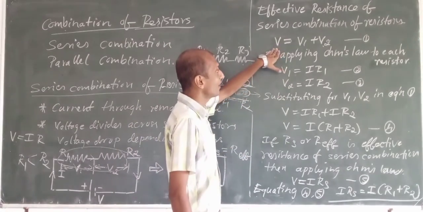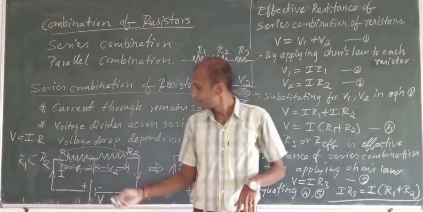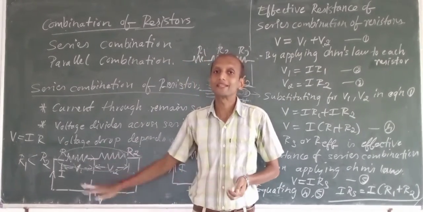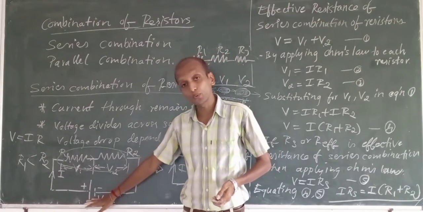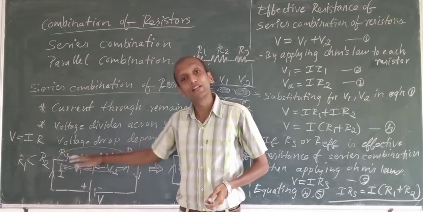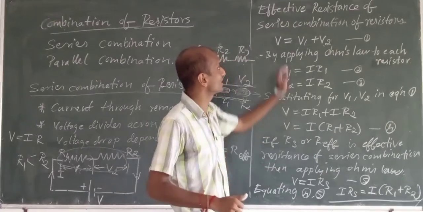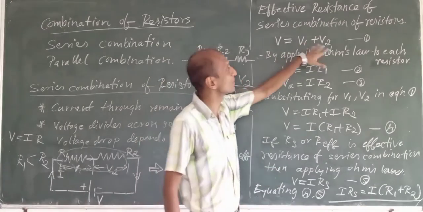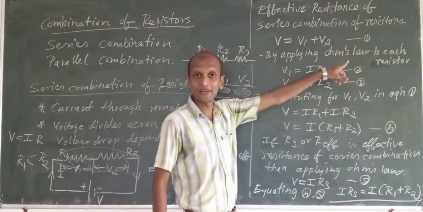So V will be equal to V1 plus V2 by this voltage dividing. The applied voltage will be divided across the individual resistances. So we know that. That is why we write V will be equal to V1 plus V2.